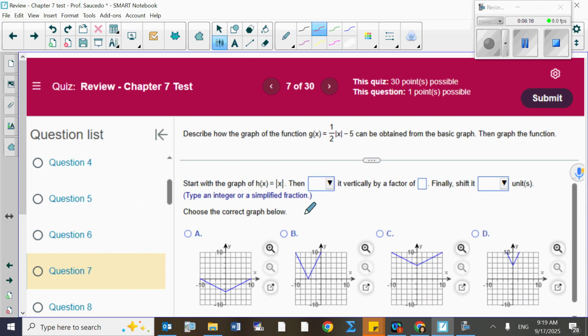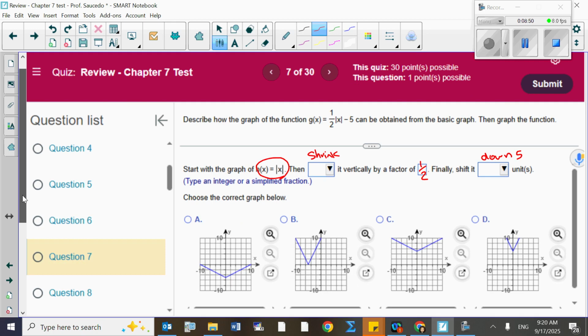Okay. The next function here, I have 1 over 2 multiplied by the absolute value of x. So we know that this is our parent function. This 1 over 2 is going to shrink your function vertically by a scale factor of 1 over 2. And then we have a negative 5 outside of the absolute value. This is outside of the function, so it's going to move your function down 5 units.